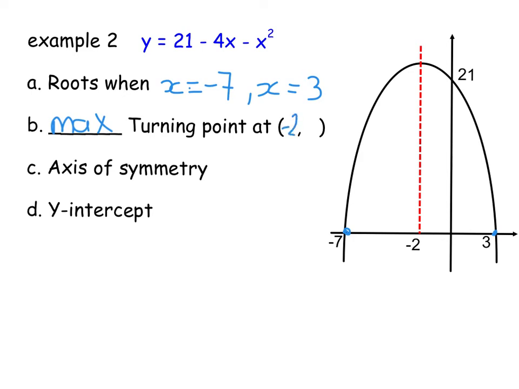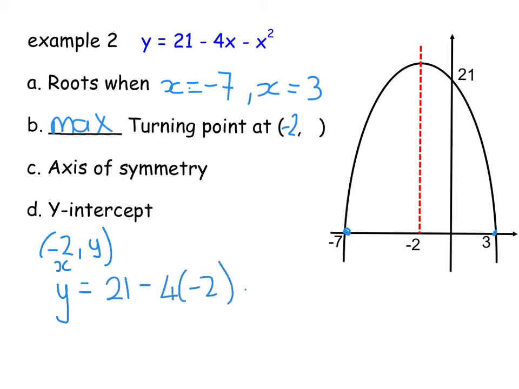And I know the first part of the turning point is at negative 2. Oh, but I don't know the highest bit because that 21 isn't the turning point. I've not put on the highest bit, the turning point. Now remember what I said a minute ago? If you know part of a coordinate, you know a value. So you know that the x value is negative 2. So what I'm going to do is into my equation, I'm going to sub in the number negative 2. So I'm going to do 21 take away 4 times negative 2 take away negative 2 squared.